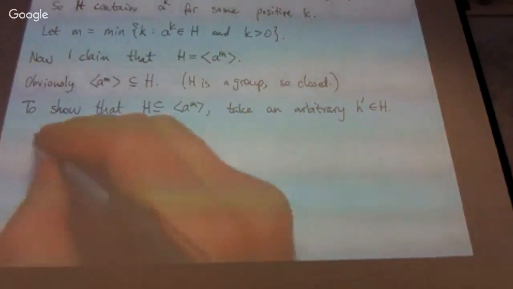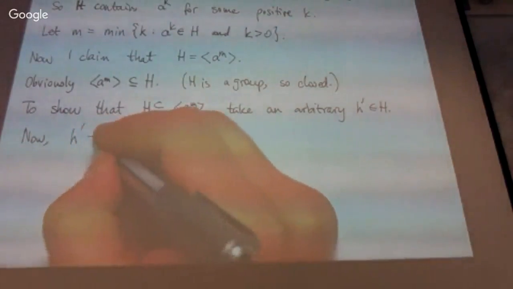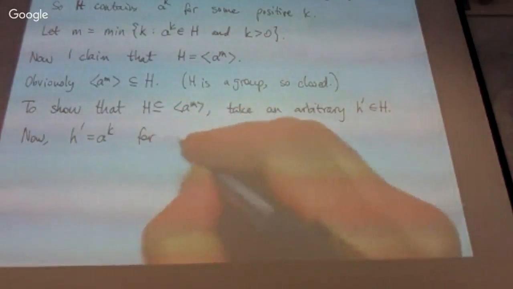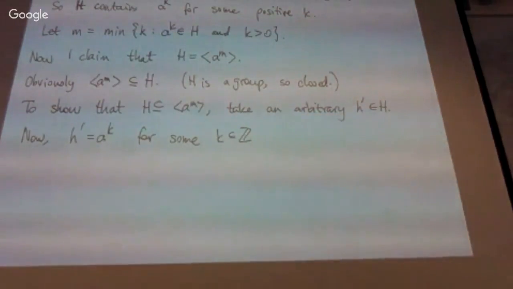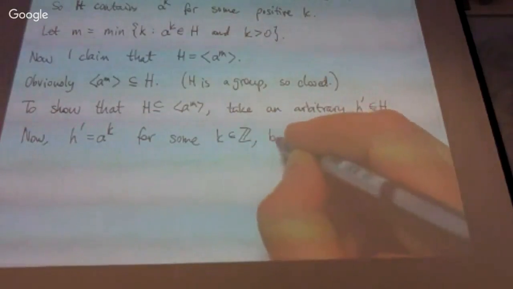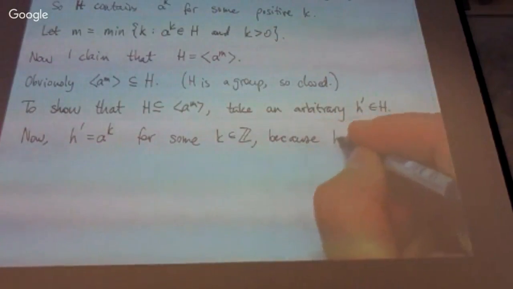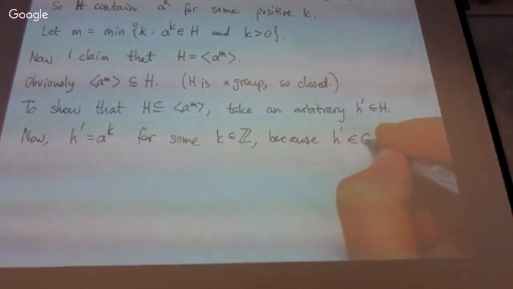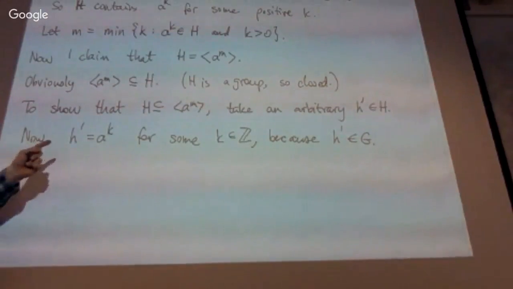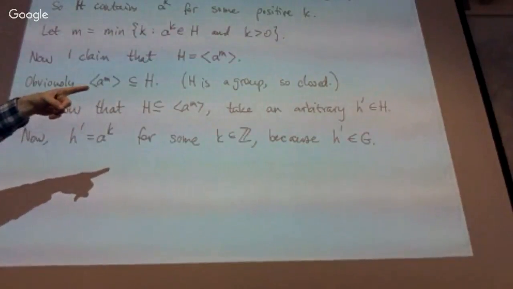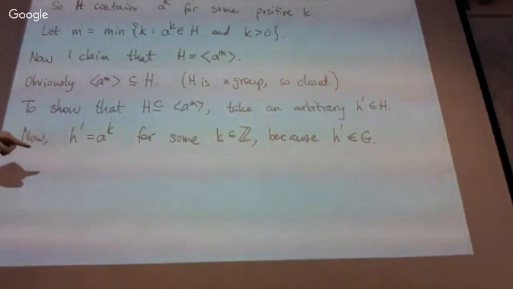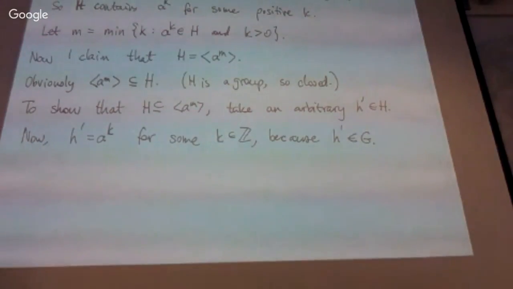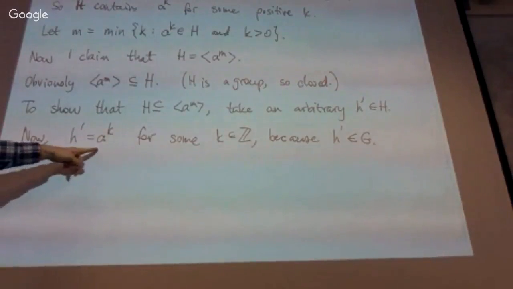So now this H dash is a to the k for some integer k. We don't know what integer, but it is a to the k, and this is because this h dash is in G. I picked h dash in H, but H is a subgroup of G, so h dash is in G, and because G is equal to the group generated by a, any element of G has to be like this.